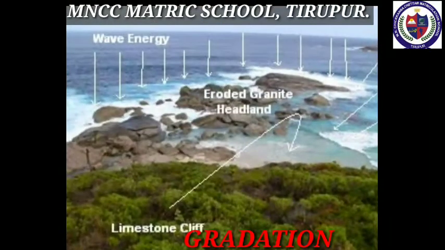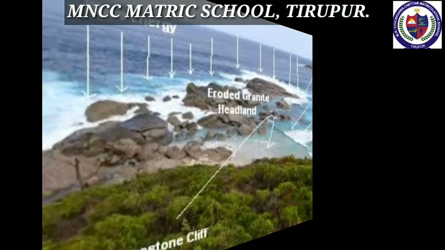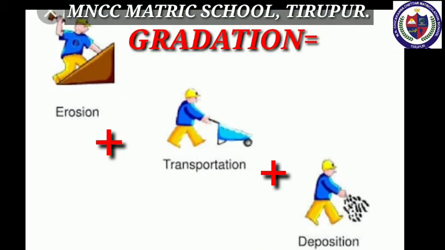Next topic, gradation. Gradation is the process of leveling of the land by means of natural agents like rivers, groundwater, winds, glaciers, and sea waves. Gradation is the leveling, wearing down of the land surface by various natural agents. Aggradation. Aggradation is building up of landforms due to natural agents. Degradation. Degradation is eroding of land surface. Gradation equals erosion plus transportation plus deposition.